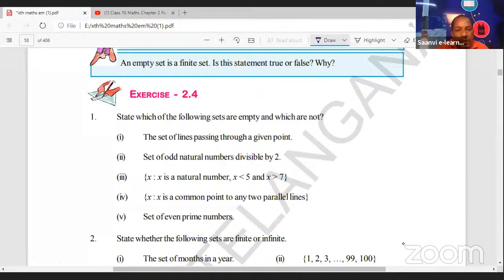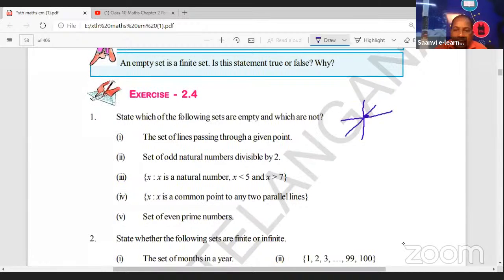See the first one: the set of lines passing through a given point. How many lines can we draw through a given point? We can draw so many lines like this. Through the given point, we can draw so many lines. So can we say it is an empty set? No, it is not an empty set. An empty set is nothing but a set with no elements. But here, through the given point, so many lines we can draw, which means so many elements we get. So it is not an empty set.